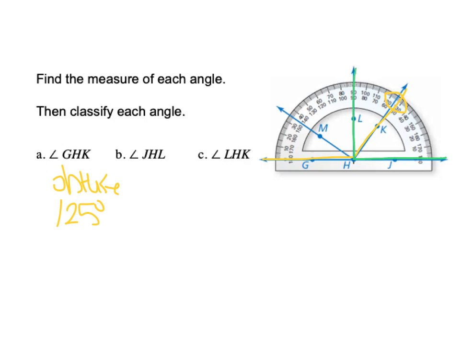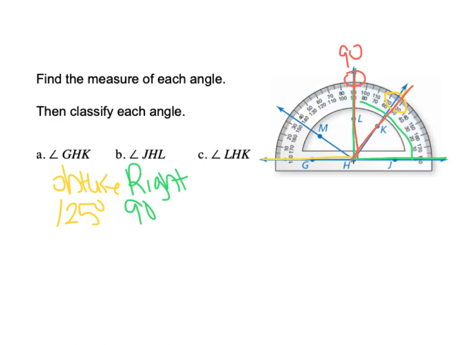If we look at our second angle, angle JHL, you can see it starts on the right-hand side, so we're going to use those numbers on the inside instead of the outside. We can see it goes from 0 to exactly 90, and if it's 90 degrees, it would be a right angle. And then let's look at our last one, angle LHK. If you look, that doesn't start on either of the ends, so we need to look at where the two endpoints are. Here, it's at 90 degrees.